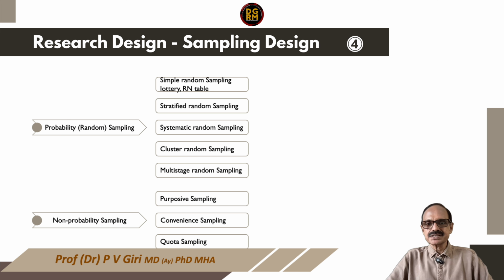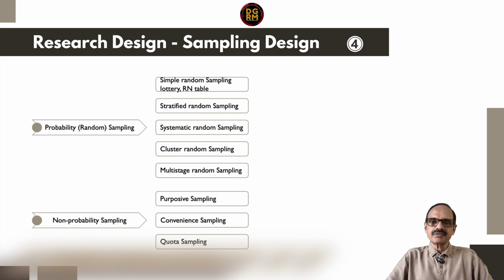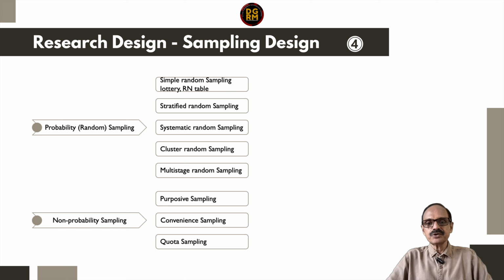A detailed discussion on sampling techniques will be made in the upcoming sessions. Simple random sampling, stratified random sampling, systematic random sampling, cluster sampling, multi-stage sampling and multi-phase sampling. In non-probability sampling, I have enlisted only 3, but there are several types of non-probability sampling. They are purposive sampling, convenience sampling, and quota sampling.